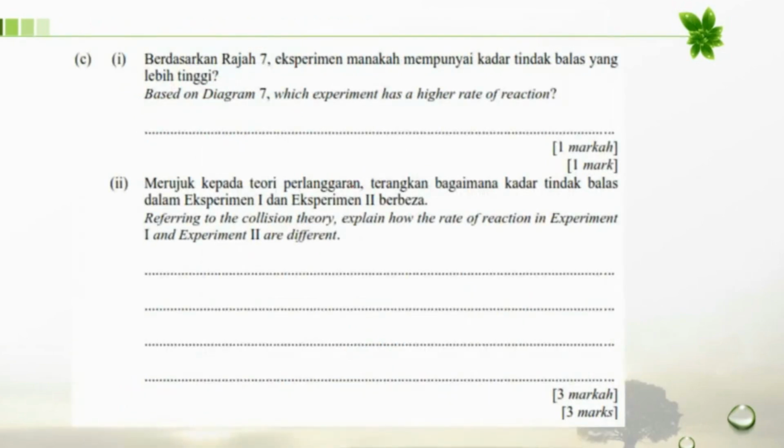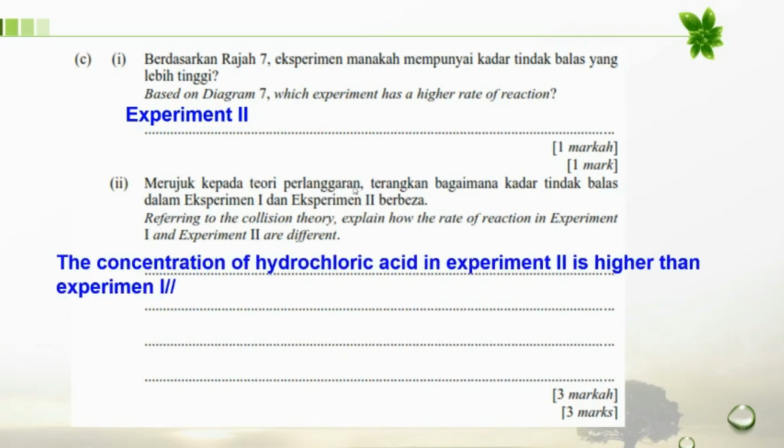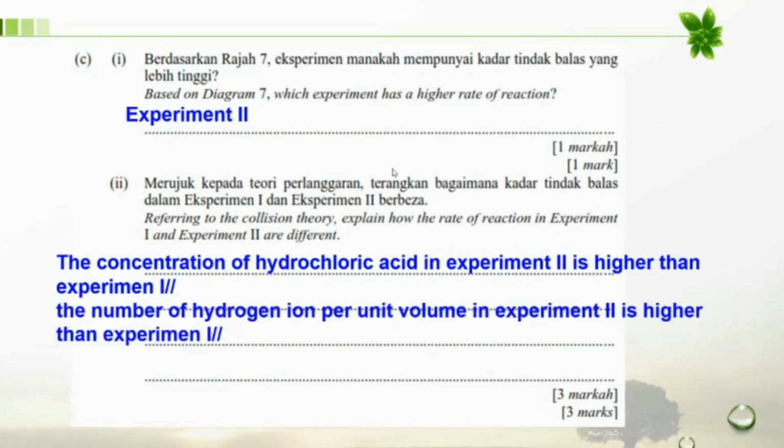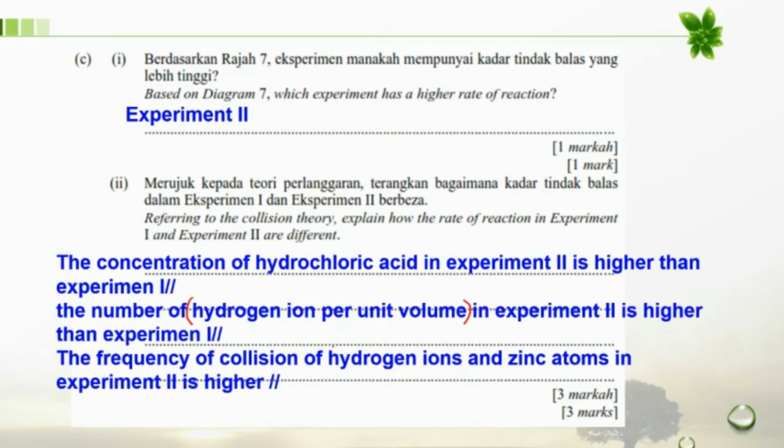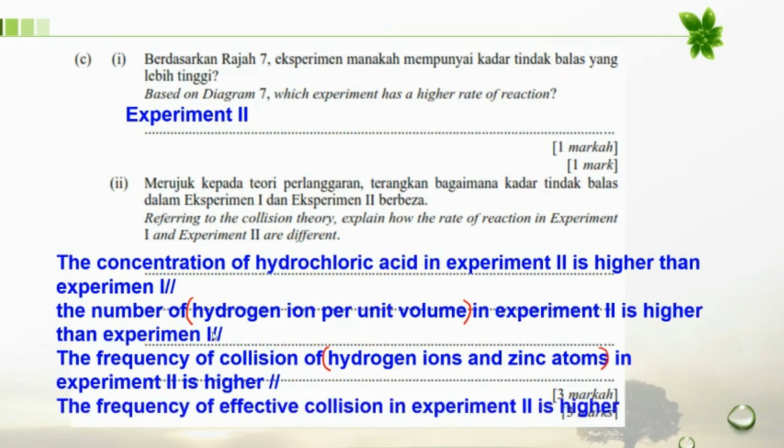Now based on the diagram, which experiment has a higher rate of reaction? Experiment 2. Referring to the collision theory, explain how the rate of reaction in experiment 1 and experiment 2 is different. The factor now is the concentration of the hydrochloric acid. First, the concentration of hydrochloric acid in experiment 2 is higher than experiment 1. Then the number of hydrogen ions per unit volume in experiment 2 is higher than experiment 1. Then the frequency of collisions between hydrogen ions and zinc atoms, and the frequency of effective collision, in experiment 2 is higher than experiment 1. So it has a higher rate of reaction.